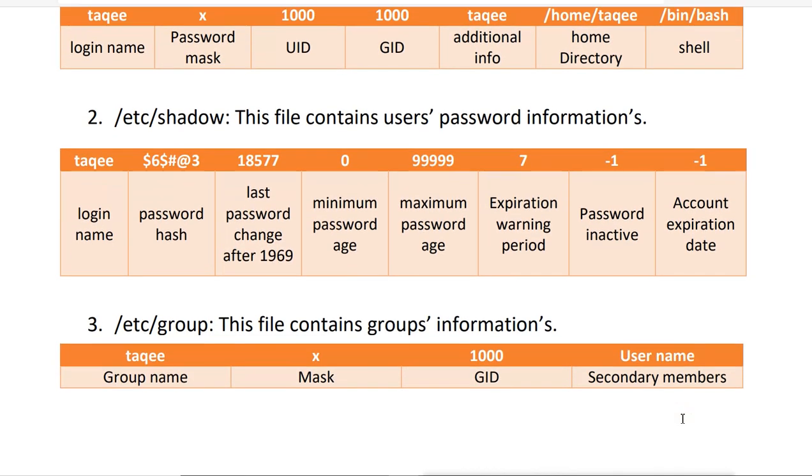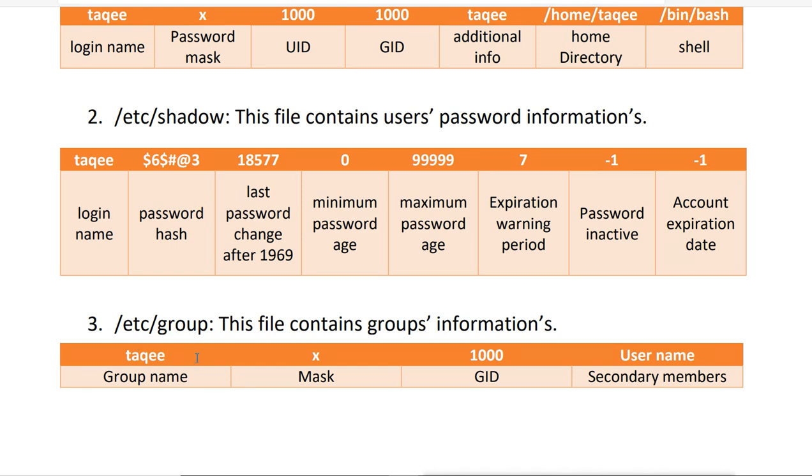Then the next configuration file is the group file, under etc, called group. This file contains the group's information, whatever group we create, either a primary group created with the user account, or a group we create separately. The information of that group will remain in this group file.